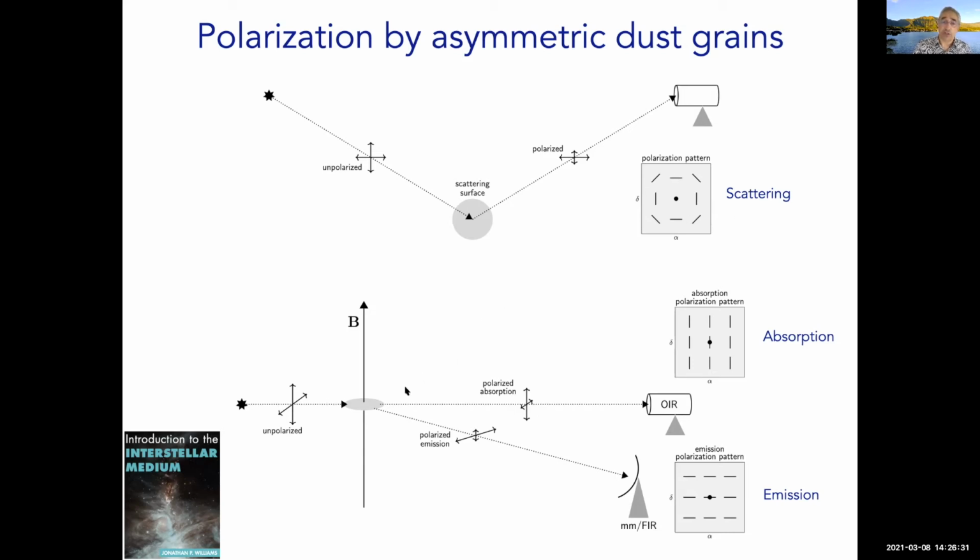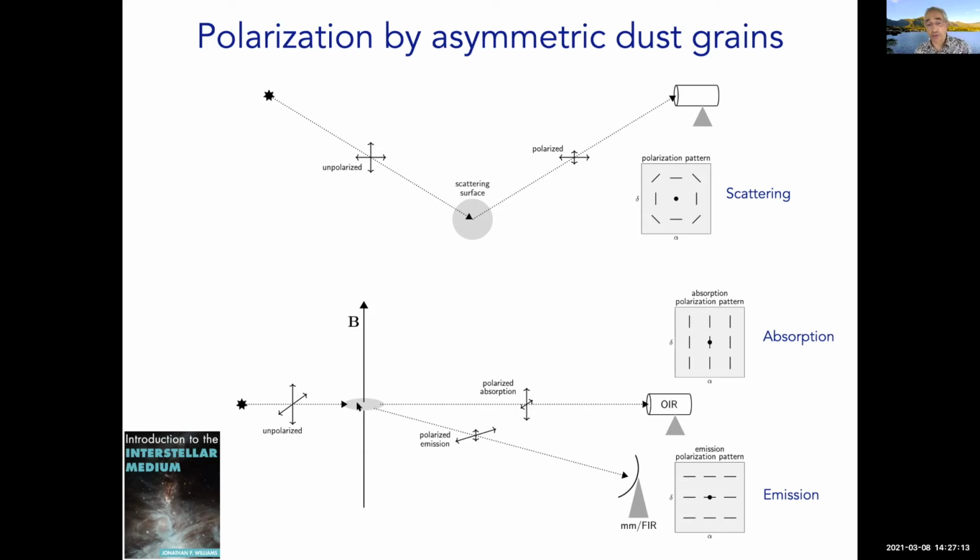You can also have polarization due to absorption or emission from asymmetric particles that are aligned. And the alignment may typically be by a magnetic field. Again, here's your unpolarized source. The absorption is preferentially in the long direction of the dust grain, and so the absorbed light would be polarized with the polarization perpendicular to the long grain. In this case, we should then relate it to the magnetic field direction. Your polarization pattern would then look like this.